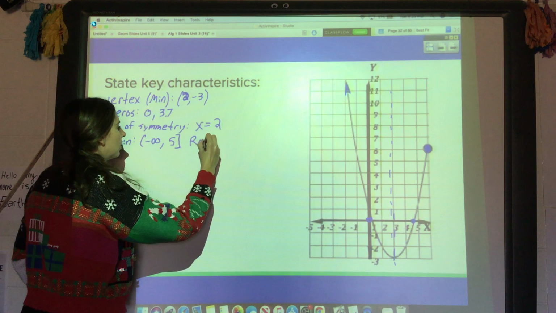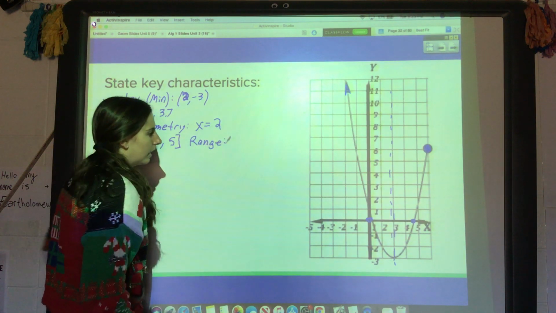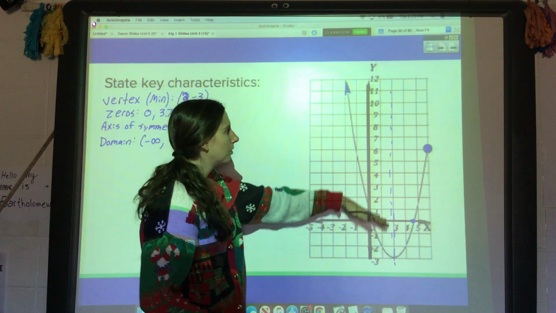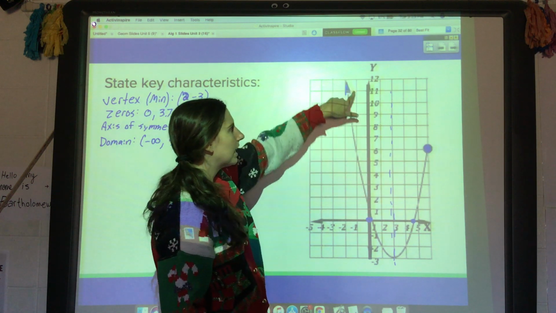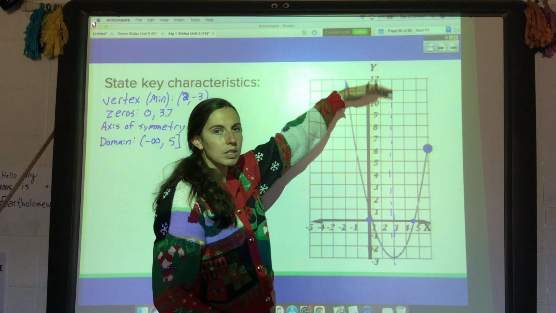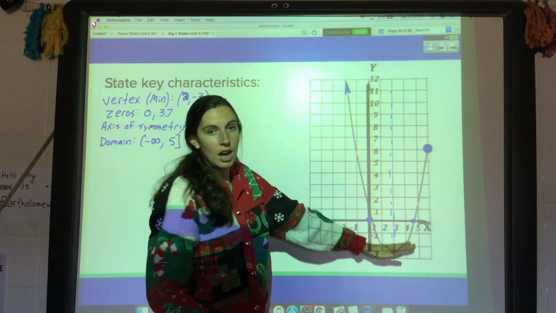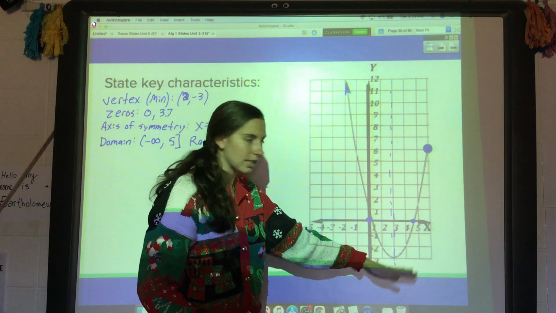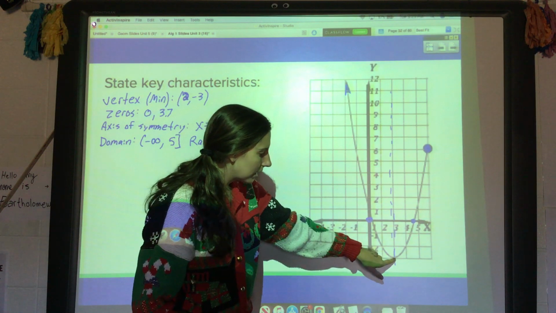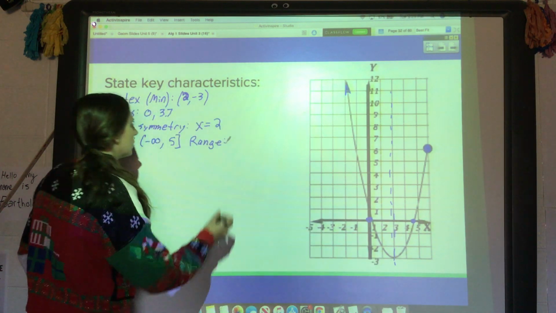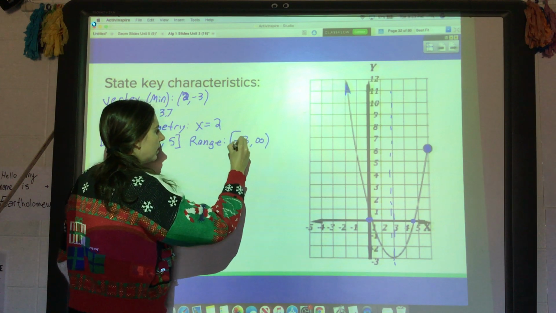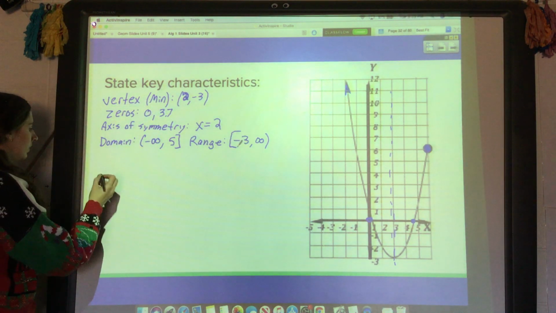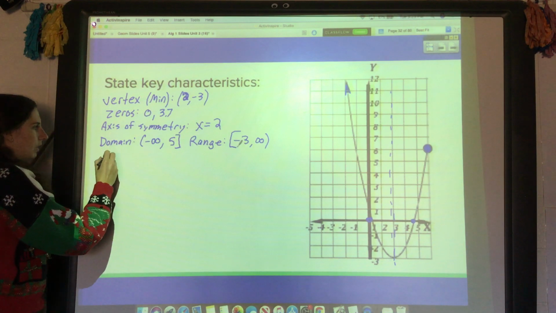The range is all the y values. Even though the graph stops here, it does continue on this side. So it still goes up forever, but it does not go down forever. It stops here and doesn't go below that. So it doesn't go below -3. So the range is from -3 up, from -3 to infinity. I forget what's after that.